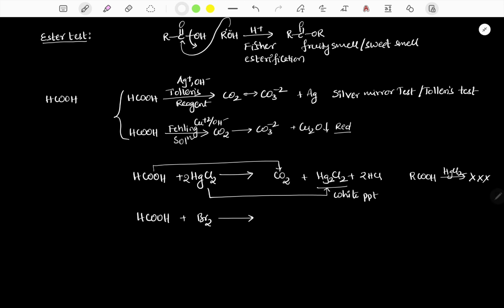Formic acid is also oxidized by bromine in water. That means we say formic acid decolorizes bromine water. Here bromine undergoes reduction and formic acid undergoes oxidation. Therefore formic acid decolorizes bromine water.